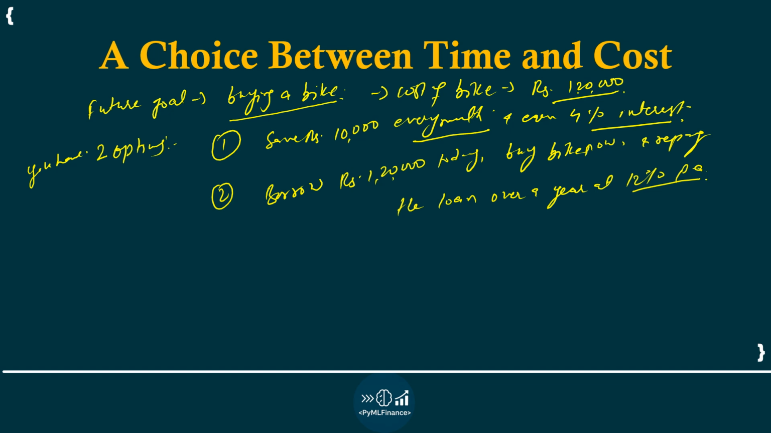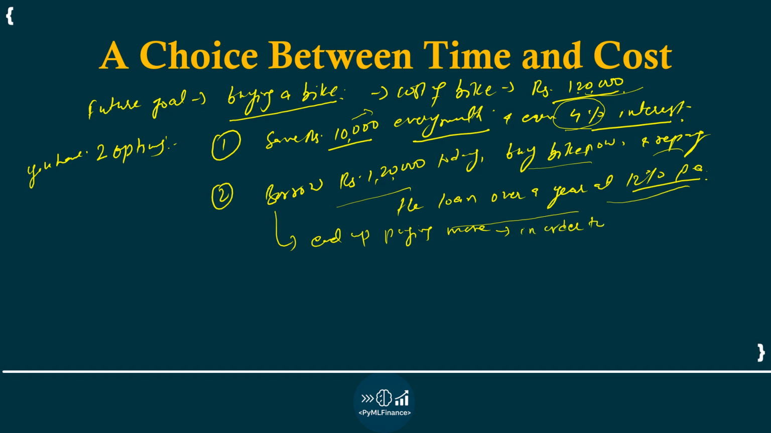In option one, if you see, you will have to wait for 1 year. Every month you will save 10,000 rupees, and then you will be able to finally buy the bike, plus you will also earn some interest on top of that. In option 2, you buy now, enjoy the bike, and repay the loan amount over a year at 12% interest rate. In option 2, you end up paying more. Why are you paying more? In order to enjoy the bike now. You can enjoy the bike now, but you end up paying 12% interest on top of that.